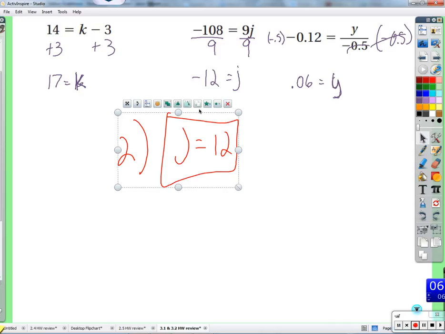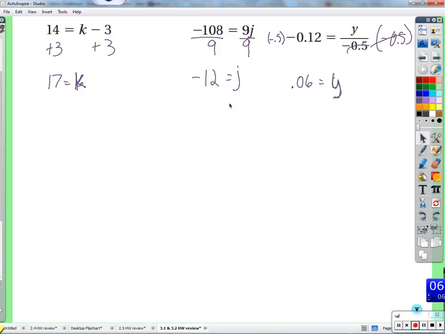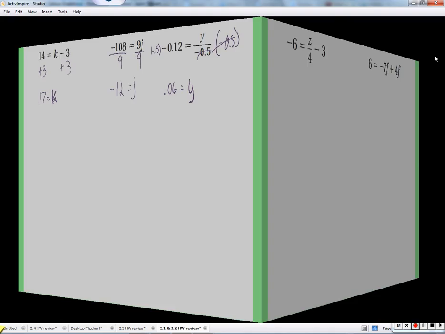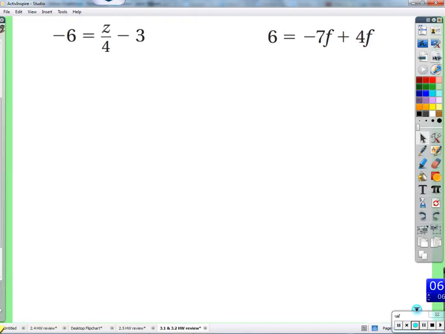I can't overstate the importance of starting when it's easy to form good habits. Good habits of dividing on both sides, adding on both sides, whatever on both sides. Rather than just guessing each other. Okay, so we're on to number 4, I believe it is.